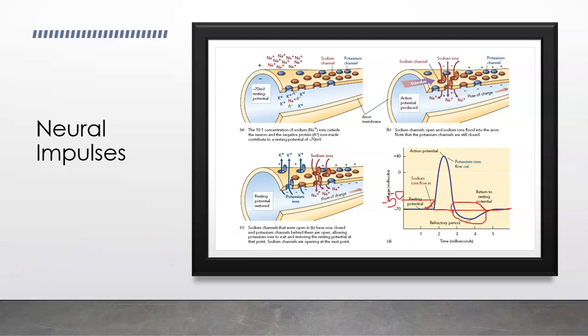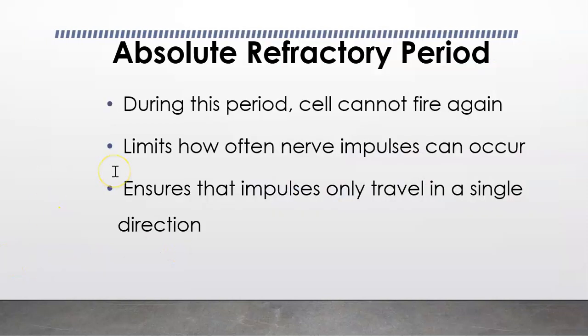And so what's happening there? So that's our absolute refractory period. During this time, the cell can't fire again, which limits how often the nerve impulses can occur. You can think of this as a refractory period, and we have refractory periods in other aspects of life. I'm sure you can extrapolate that to what I'm talking about.